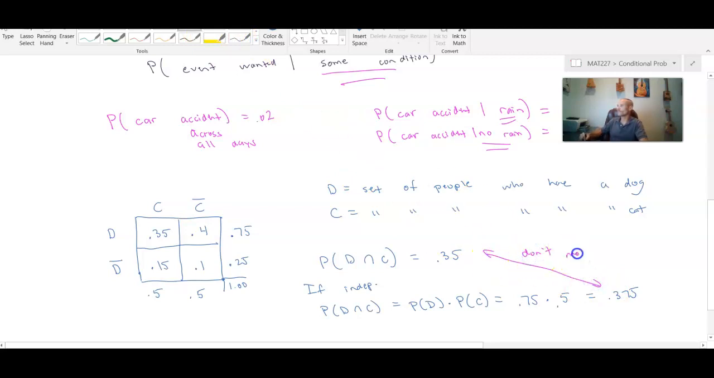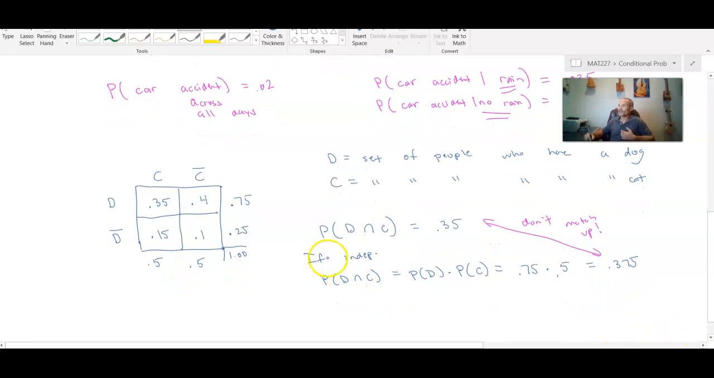So what does that allow me to conclude? Well, that pretty much tells me that this 35% I know is right. I mean, that was the data that I collected. 35% of people responded that they had both a dog and a cat. But when I use the probability of a dog multiplied by the probability of a cat, I don't get that same answer. And that's going to tell me that these events are not independent.